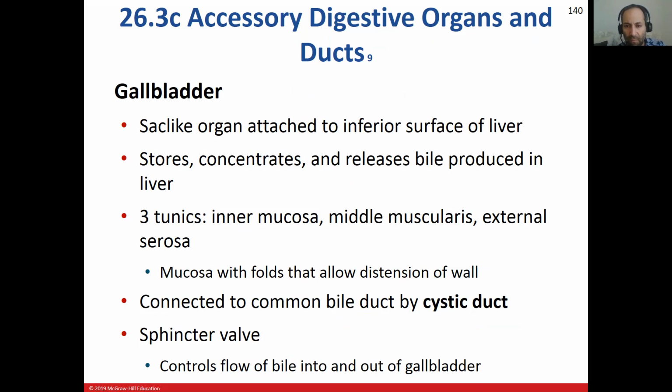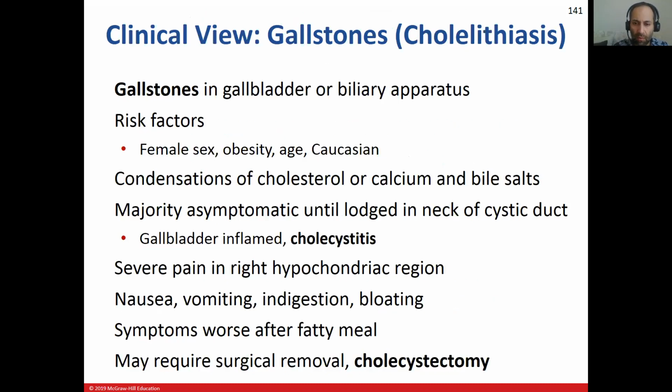So gallbladder, again, is a muscular organ, right? It's attached to the inferior surface of the liver, as we can see here. And also, what gallbladder does is it stores, concentrates, and releases bile. Bile is synthesized higher up in the liver. That is something that we have to remember, okay?